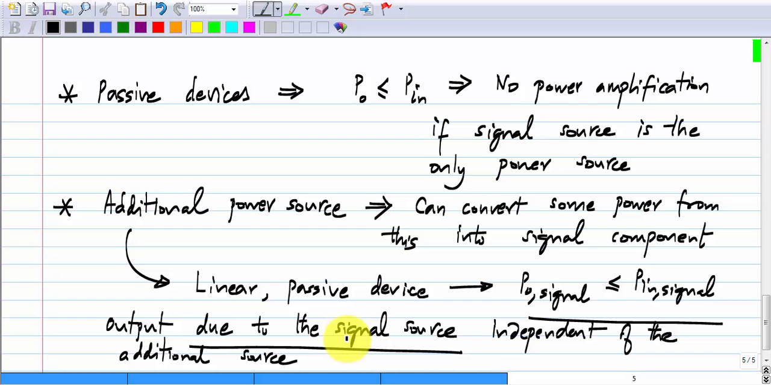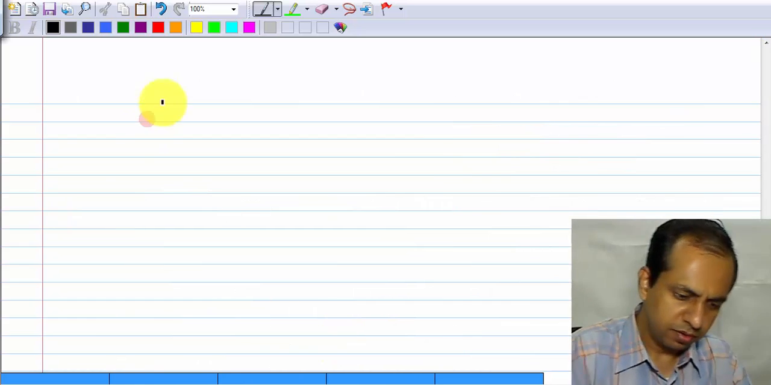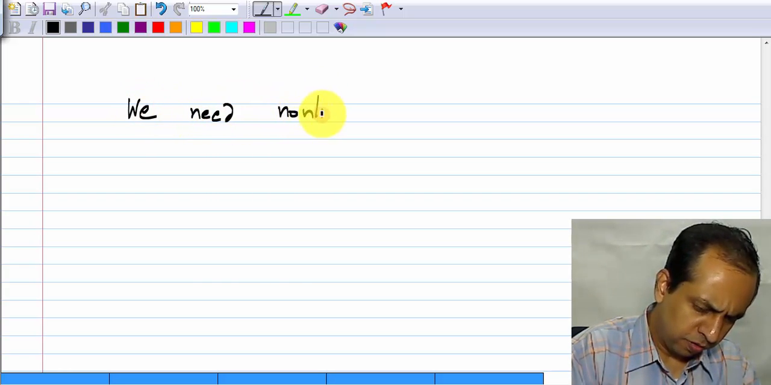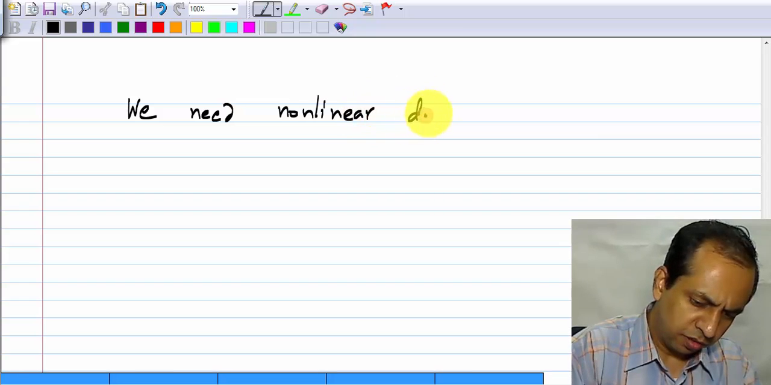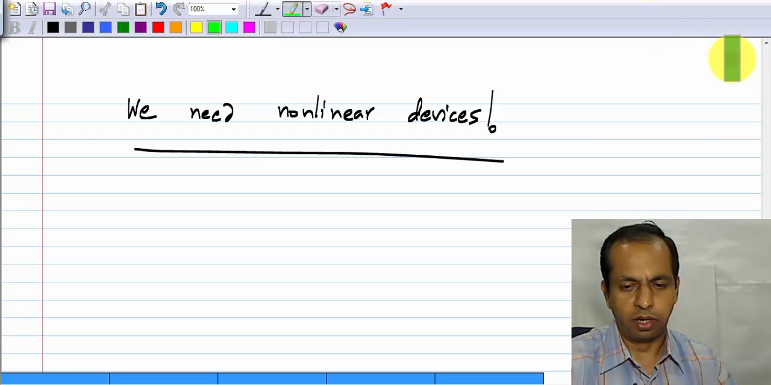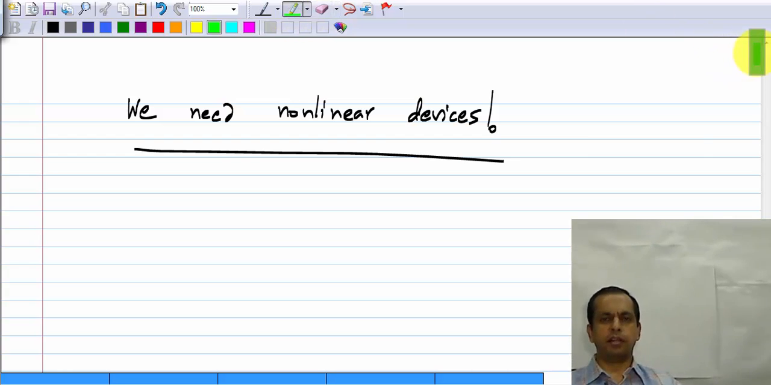So, the very important conclusion is that we need nonlinear devices. Now, some of you may have already been exposed to the transistor or other amplifying devices, and you know that they are nonlinear. It's not arbitrary, it's in fact something that we need. If you have only linear devices, you could never get any power amplification. It's only with nonlinear devices that you can get power amplification.